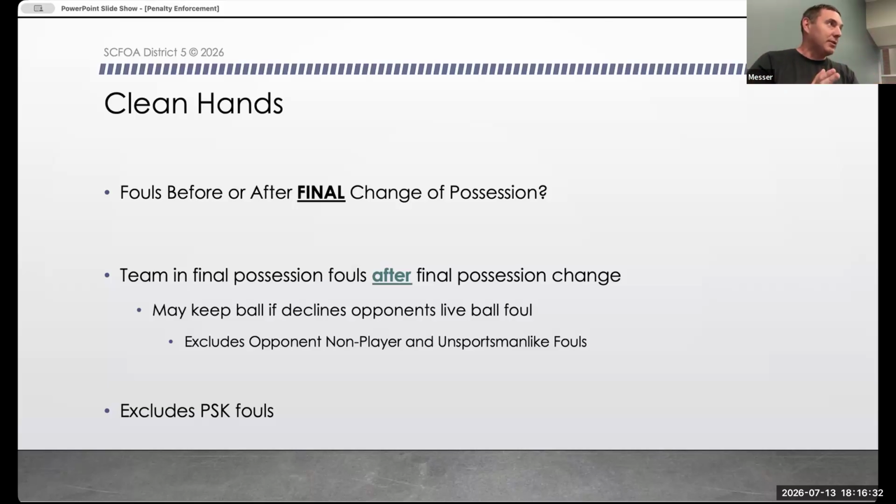You could extend this out even further. Same thing happens. You get an interception. We get an illegal block during the return by B. A grabs a face mask. Runner fumbles. A recovers. And then A fumbles. And then B recovers again. So who's got the ball at the end of the possession? B, right? But you had all these fouls prior to that final change of possession, fouled by both teams. So B cannot keep the ball. So you have an automatic replay of the down.